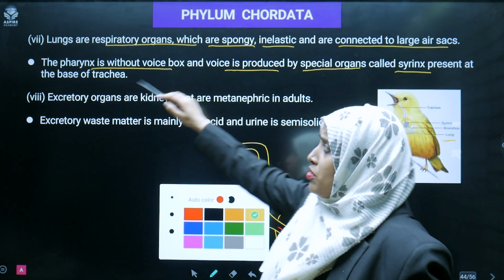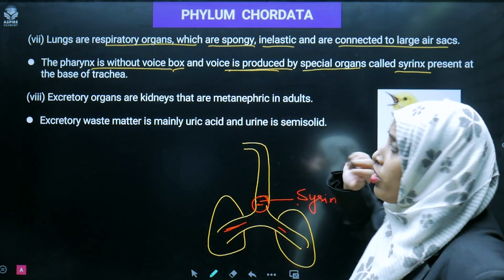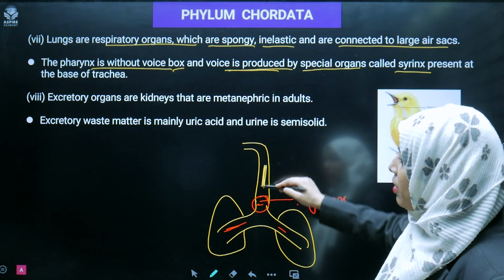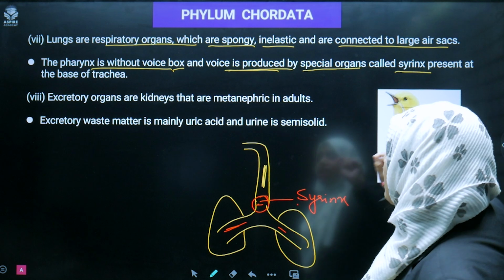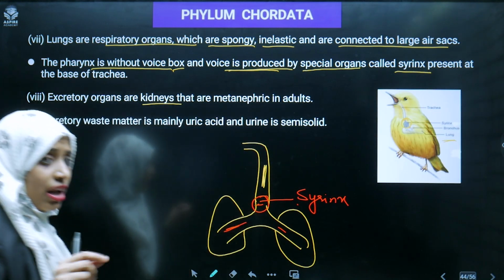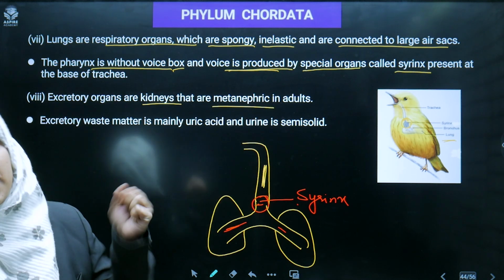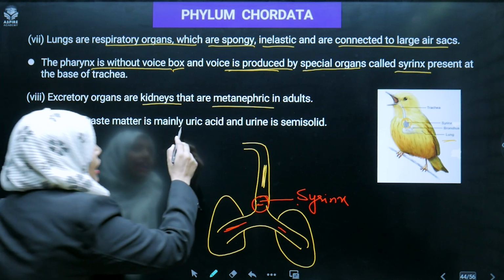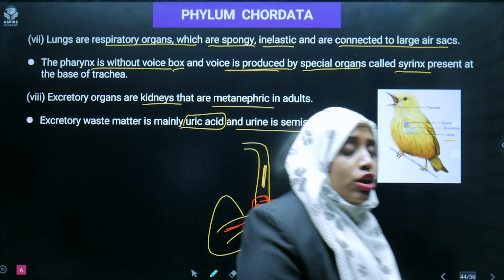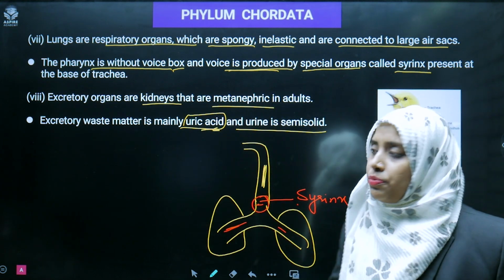Now the pharynx is present but without the voice box, and the voice is produced in the special organ syrinx, which is present at the base of the trachea. This trachea is the windpipe. So at the base of the trachea is the syrinx. The excretory organ is the kidney. Again, here also in birds the kidney is metanephric. What is the excretory waste material in Aves? Mainly it is uric acid, and the urine is semi-solid. The urine is semi-solid, and the excretory waste is uric acid.